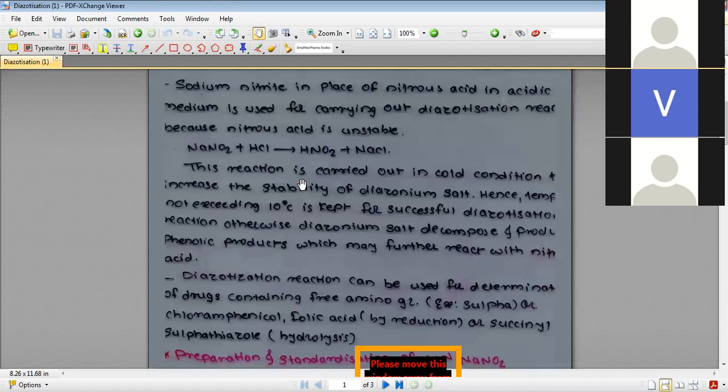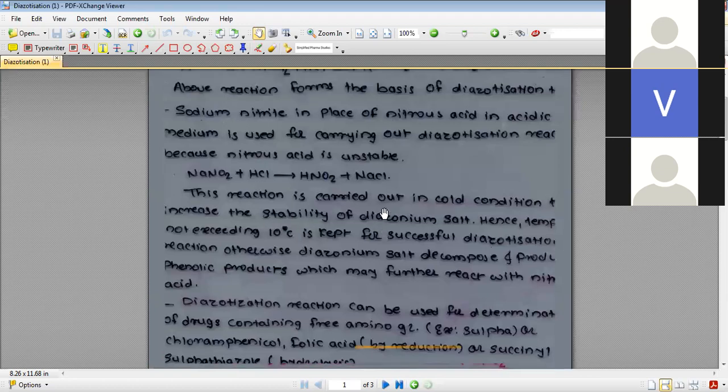And this reaction, that is diazotization reaction, is to be carried out in cold condition, and that will increase the stability of the formed diazonium salt. Hence, temperature should not exceed above 10 degrees centigrade. And for maintaining the temperature, we are going to use either ice bath or ice cube. And it is to be kept for carrying out successful diazotization reaction.